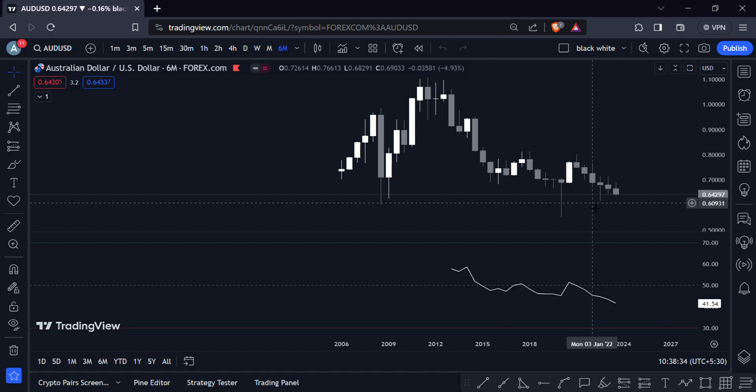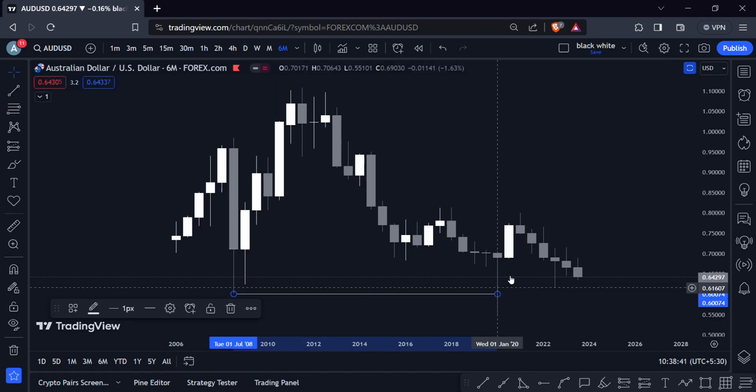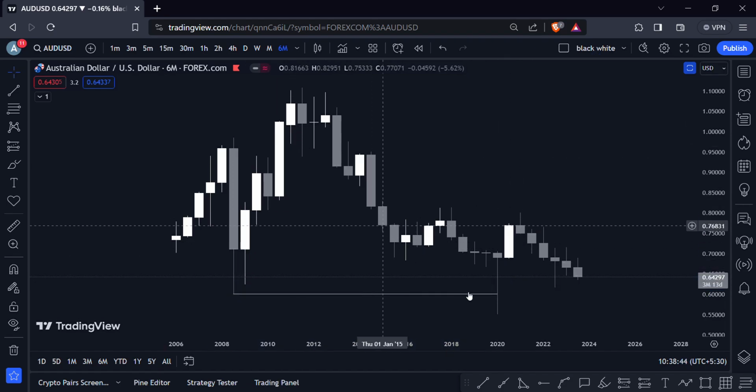So I hope things go well this time. So we are actually overviewing the AUDUSD today. This is the 6 month chart and I'll be really quick.